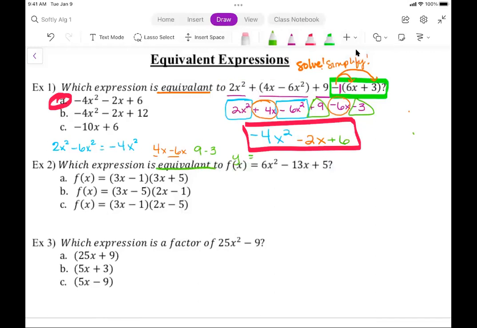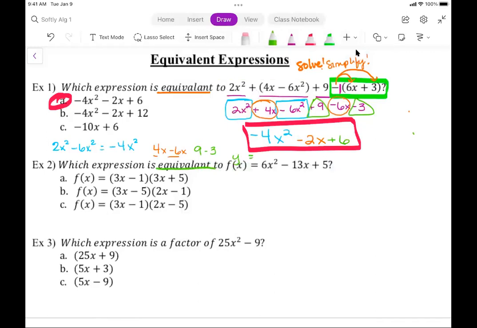So my EOC kids, you know to go and put this in Desmos and then put your answer choices into Desmos as well, and you should be finding the answers that are the same. The parabola would look the same. All right, so let's go ahead and solve this. We've got 6x squared minus 13x plus 5.